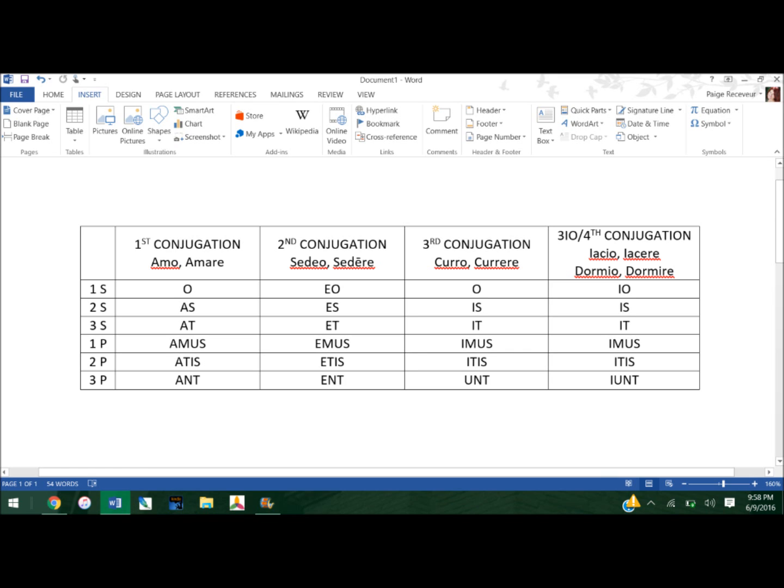This vowel chart will get extended every time we add another tense of the verb, but for now, all you need to really be concerned with is memorizing this part of the vowel chart.